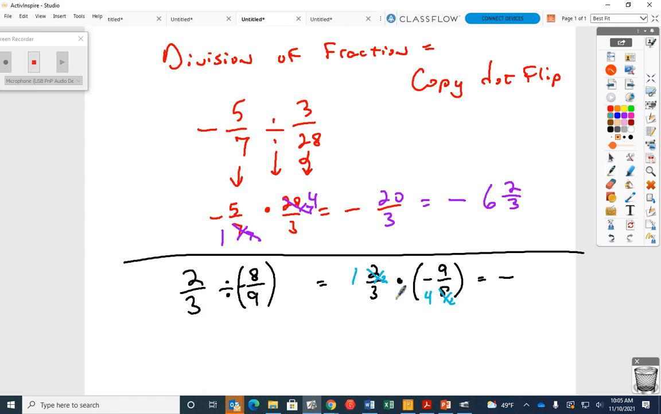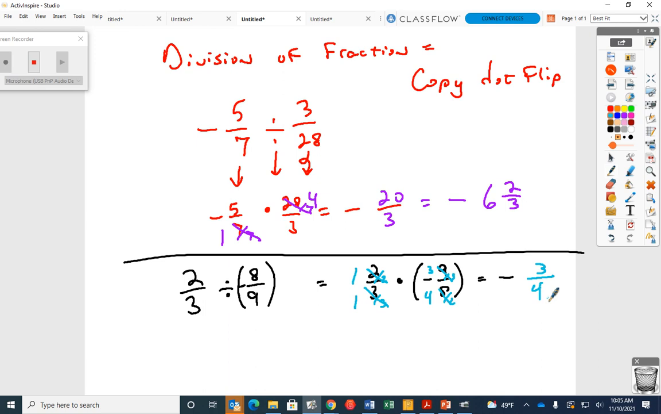What about 3 and 9? Yes, by 3. 3 divided by 3 is? And 9 divided by 3 is? Okay. What's 1 times 3? 3. What's 1 times 4? 4. Okay, can I reduce this at all? No. So my answer would be negative 3/4. I did it wrong, but I still got the same answer.